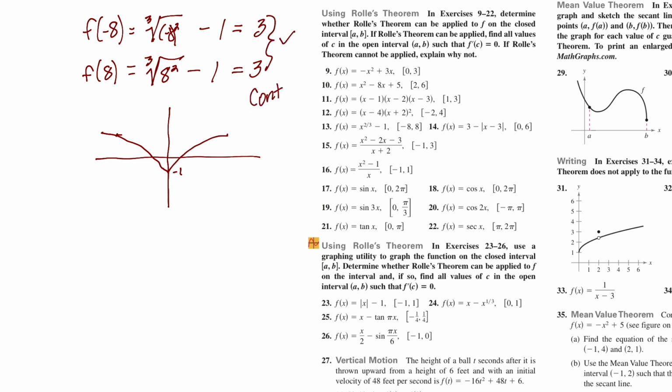So check, continuous on the closed interval from -8 to +8. Check. However, is it differentiable? I'll abbreviate that. It's not differentiable because of this cusp right here. The derivative does not exist here. So there's not going to be any place on here where I can have f prime of c equal to 0, because there is no tangent to that. It's just a point. It's a cusp, the vertex.